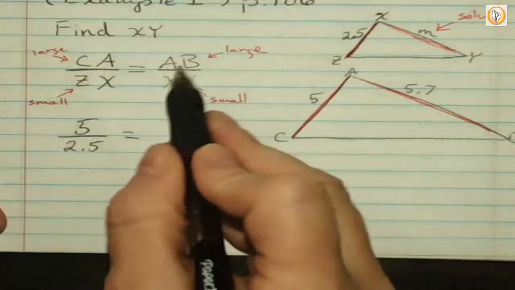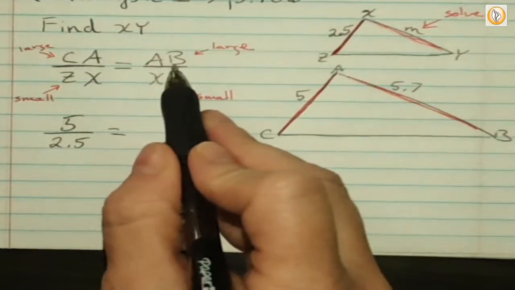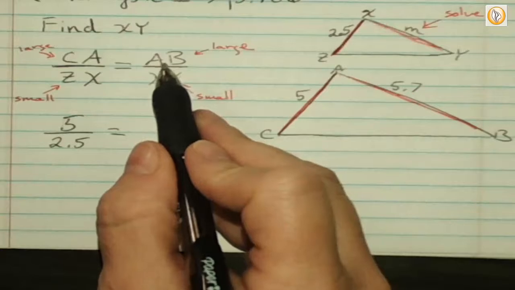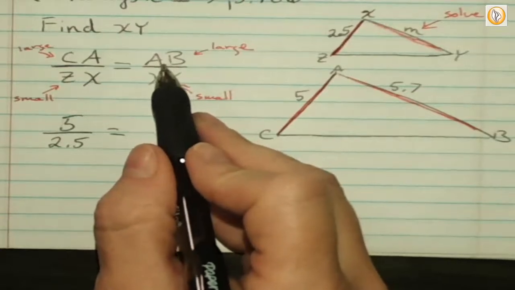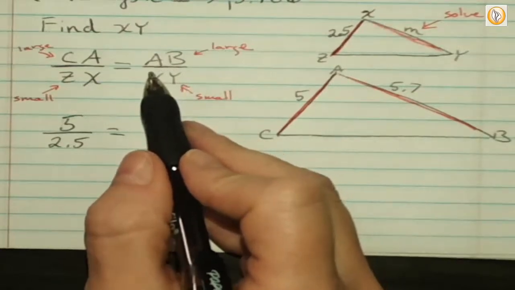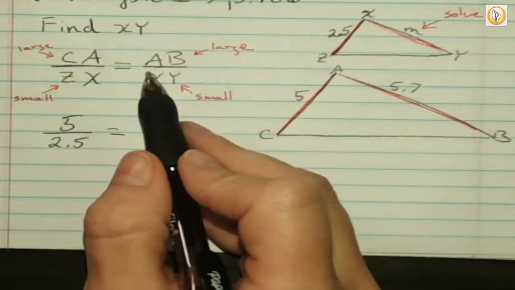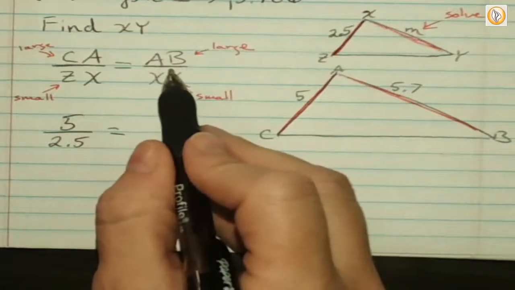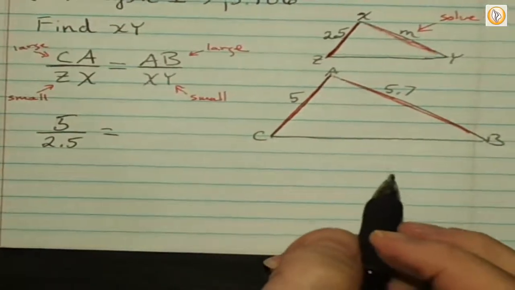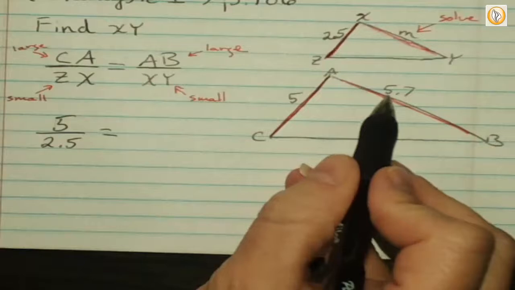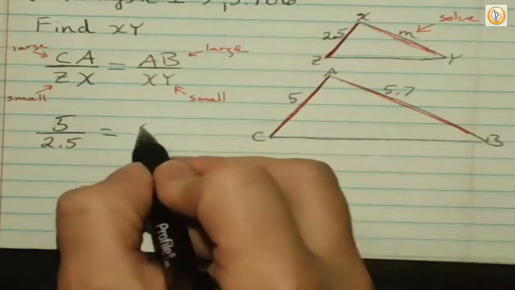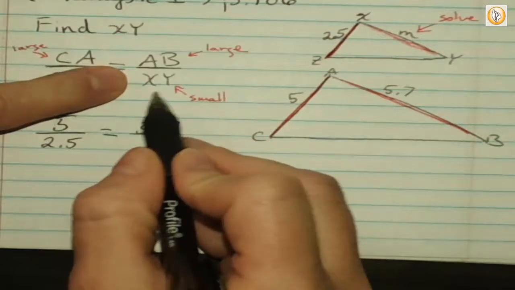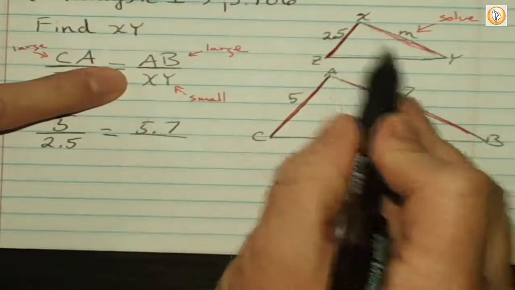So Valeria, what measurement is AB? 2.7. That's a 5. I mean, yeah, 5. Okay, so then I have 5.7 on top. And Sam, what do I have for XY? M. That's right, so XY is M.